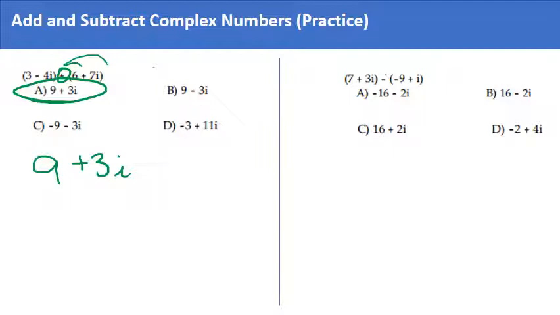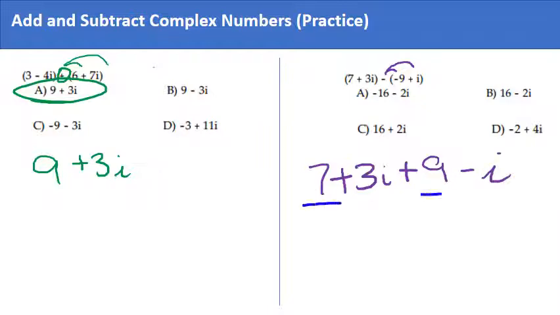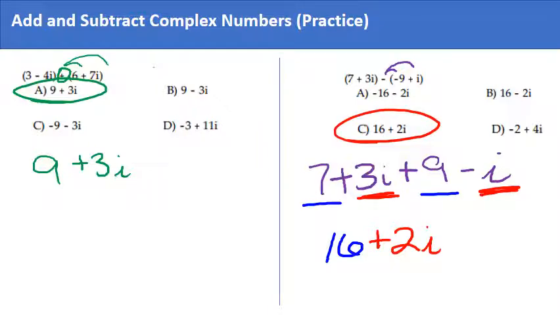Then over here on the second one, you have to distribute that negative. So when you distribute that negative, you get a plus 9 minus i. Combine your like terms. So we have 7 plus 9 gives you a 16. And then you have 3i minus i. So that gives you a plus 2i. So that gives you 16 plus 2i.